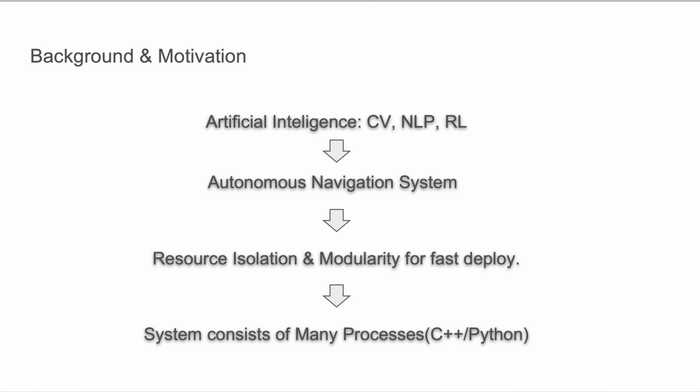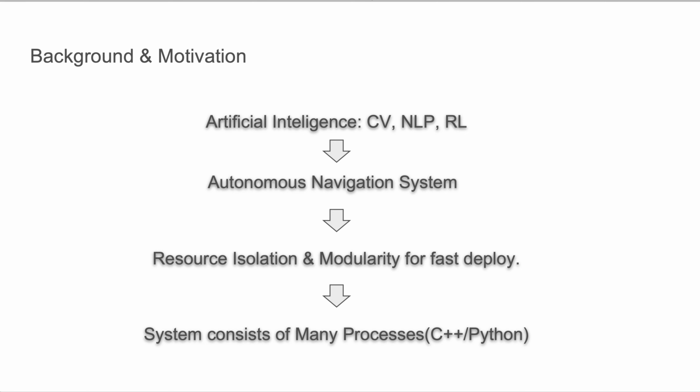As we know, there has been a remarkable increase in speed of artificial intelligence development, especially in computer vision, natural language processing, and reinforcement learning. With the evolution of deep learning, intelligent autonomous navigation systems grow rapidly. To improve the system robustness, security, and fast deployment, resource isolation and modularity are needed.